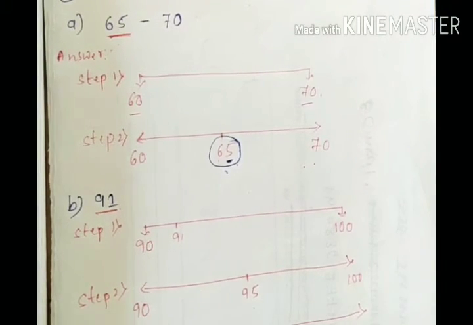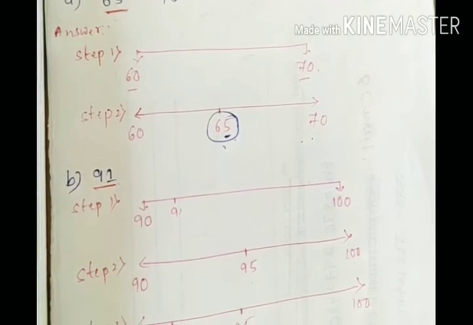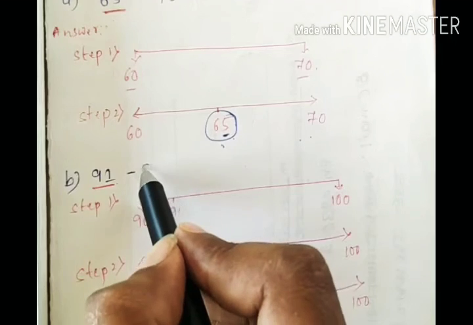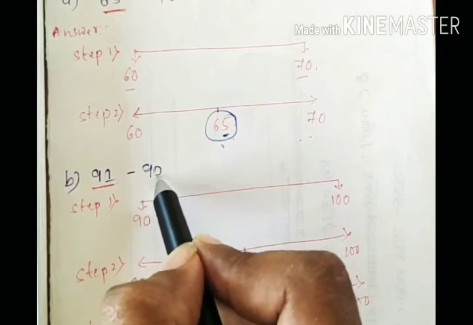So it is like this: 90, here 95, and here 100. So after 90, do you think it will come here? Yes, you are right. So 91. Tell me, is it near to 90 or is it near to 100? Yes, your answer is right. It is near to 90. So the nearest 10 of 91 is 90.